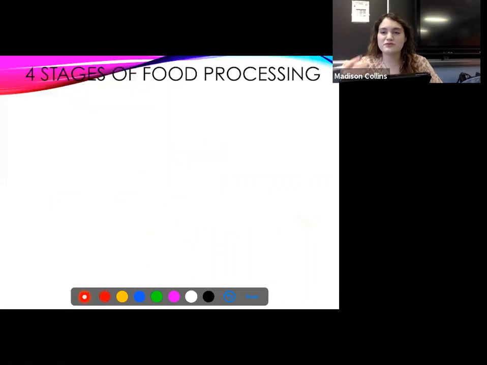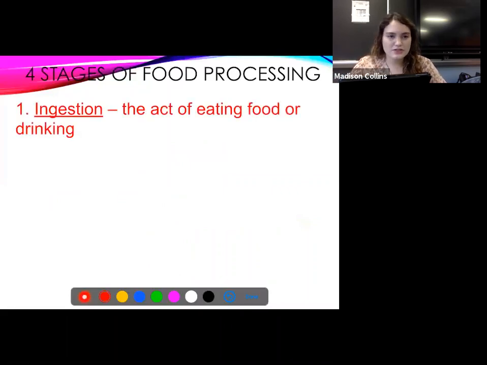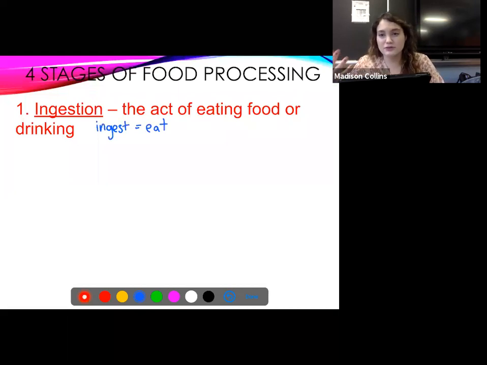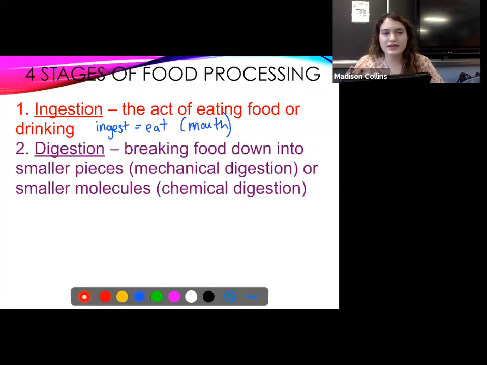Now, there are 4 stages of food processing that we need to know. The first one is known as ingestion. Ingest is just another word for eat. So when we talk about ingesting something, that's us actively eating food or drinking. So ingestion happens in your mouth. That's when you just put the food in your mouth. Eating is ingesting. The second stage is going to be digestion. That's when we're actively breaking down that food into smaller pieces through mechanical digestion or smaller molecules with chemical digestion.